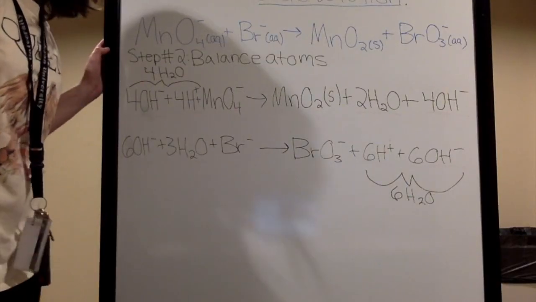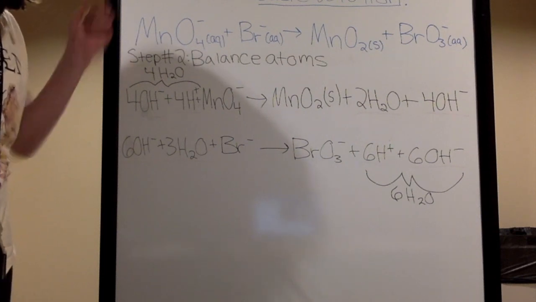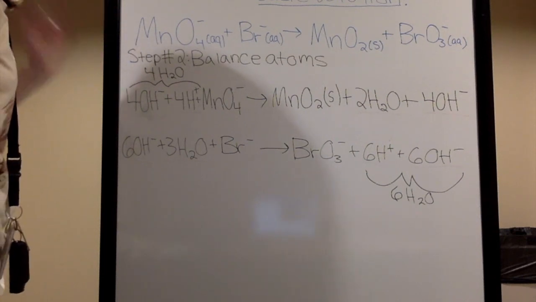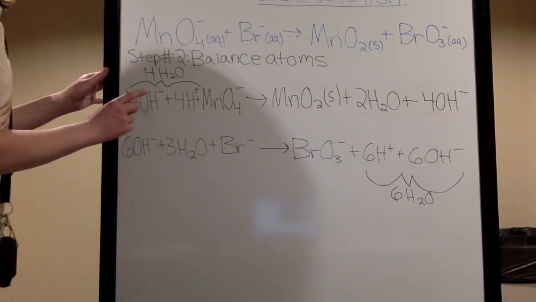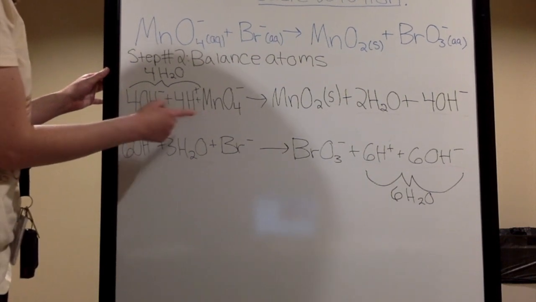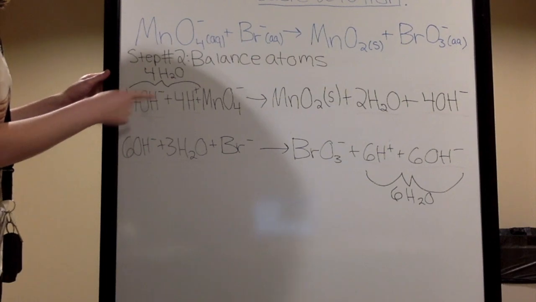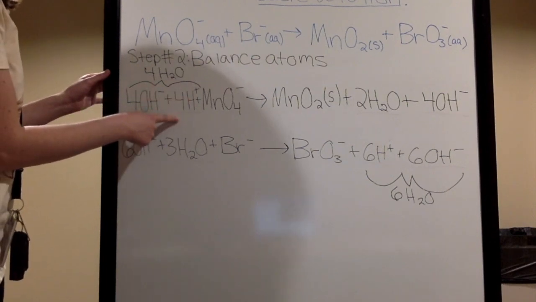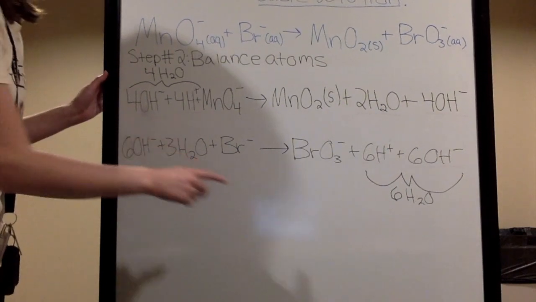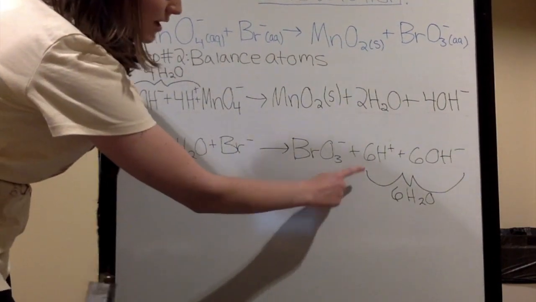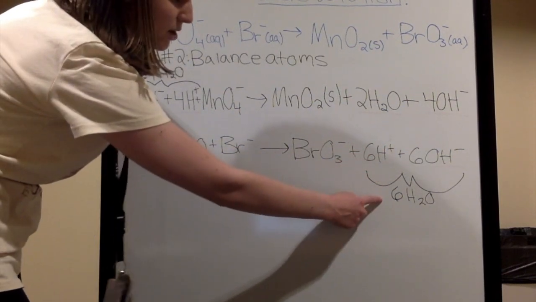The next step is to balance out the charges for each half reaction by adding electrons. But before moving on to the next step, to simplify each half reaction, we can combine hydroxide with the hydronium ions to yield water. So the 4 hydroxides can combine with the 4 hydronium ions to get 4 waters here, and then the 6 hydronium ions can combine with the 6 hydroxides to get 6 water molecules here.